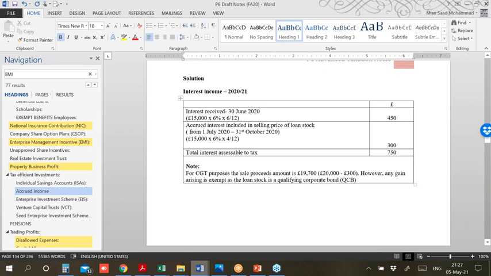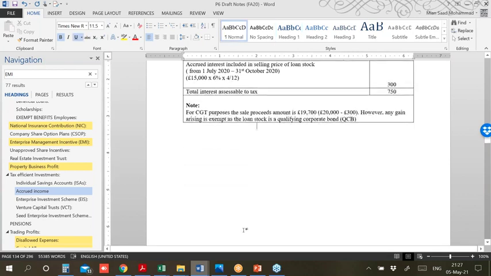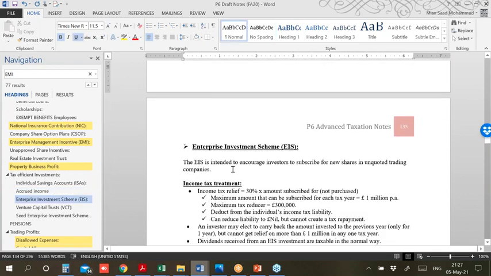One is ISA, but the problem with ISA is that it has a cap of 20,000 on the account. So what if someone has more than 20,000 or they have already utilized their ISA? For example, in this question, D and CAM have already utilized their ISA. So then you should think of other schemes like EIS, VCT, SEIS. These are some other schemes that you should think of.